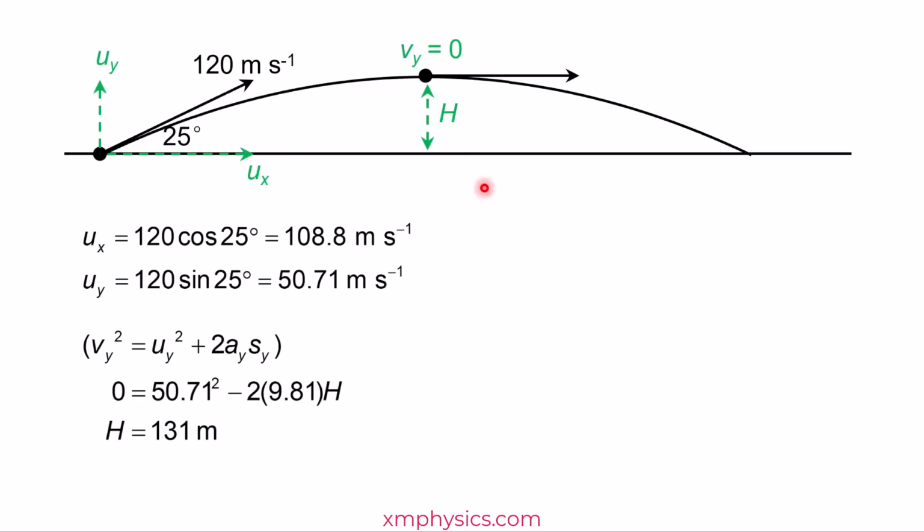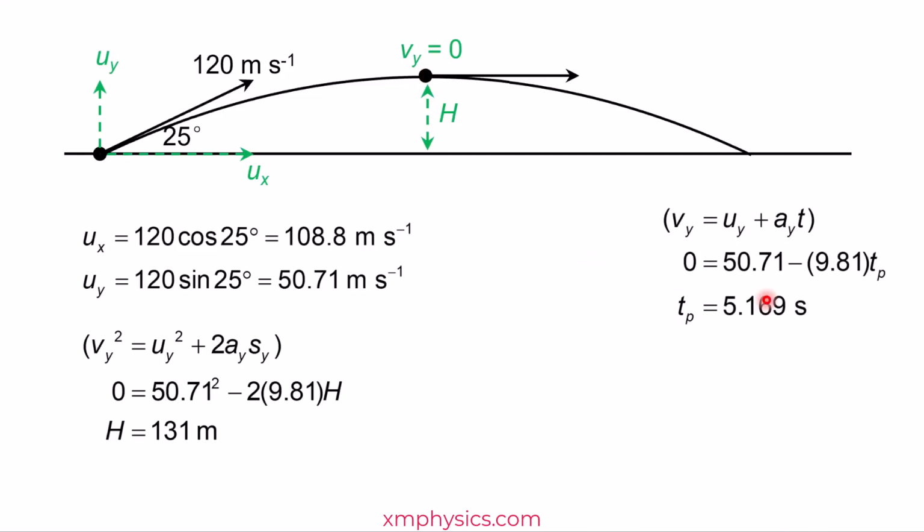Now the horizontal range, which involves a few steps. First step, find how long it takes for the projectile to reach the peak, which is just this number here. Actually, it's very obvious if you think about it. Your vertical velocity starts off as 50.71, and every second is reducing by 9.81 meters per second. So how long does it take for 50.71 to drop to 0? It's just 50.71 divided by 9.81, isn't it? So you got the time to reach the peak.